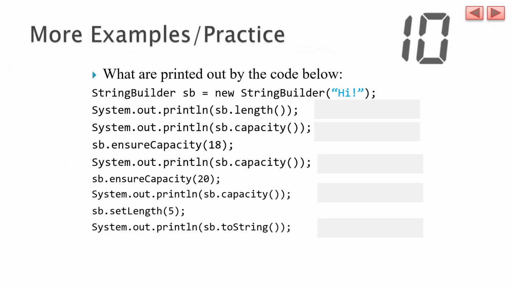Here are more examples that serve as an exercise for you to practice with the StringBuilder methods we have just discussed. In this exercise, you are given this Java code which creates a StringBuilder object sb and calls methods length, capacity, ensureCapacity, setLength, and toString on this object. It also displays the result. Your task is to tell what is printed out by this code.